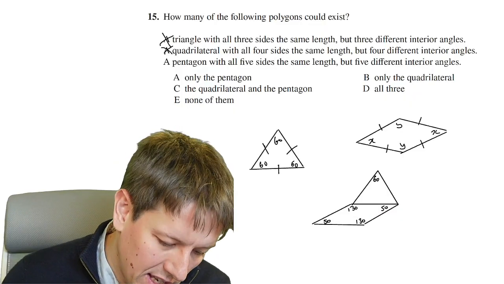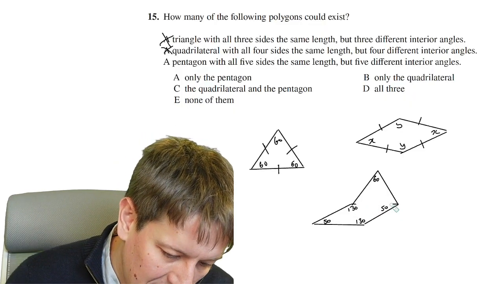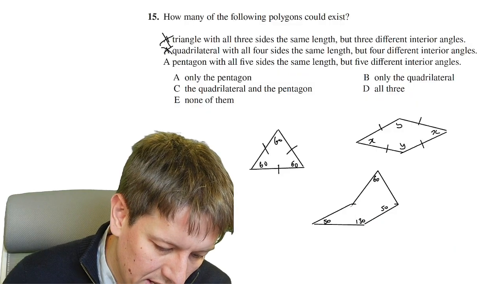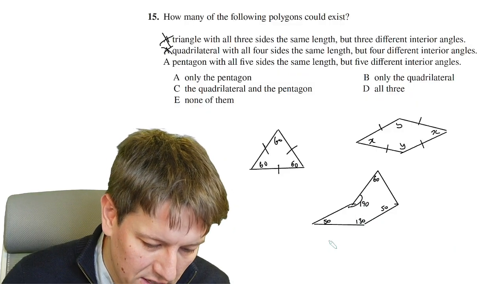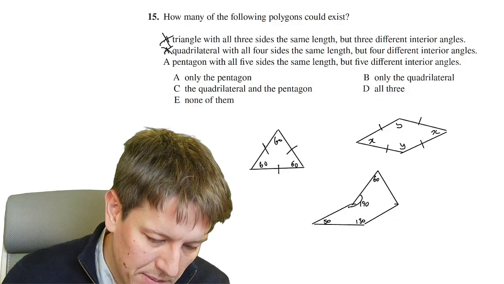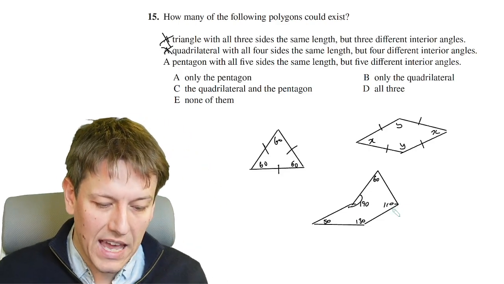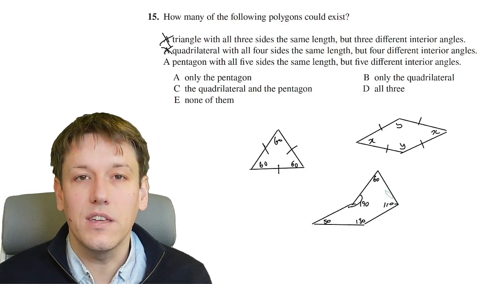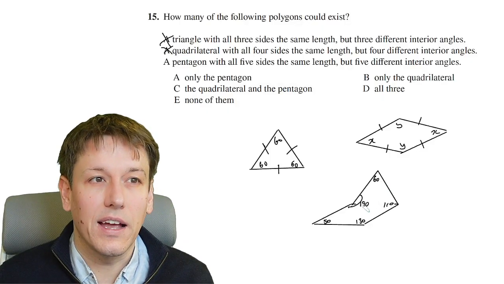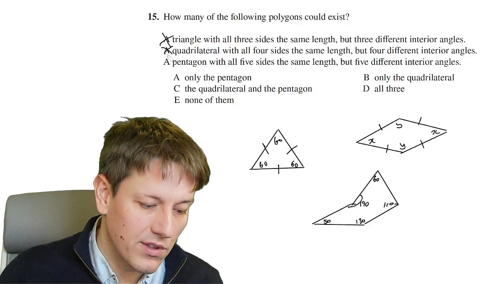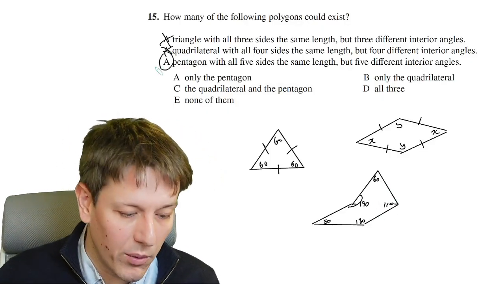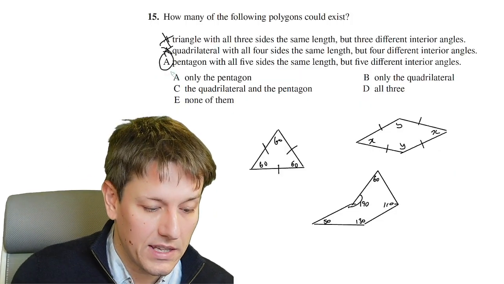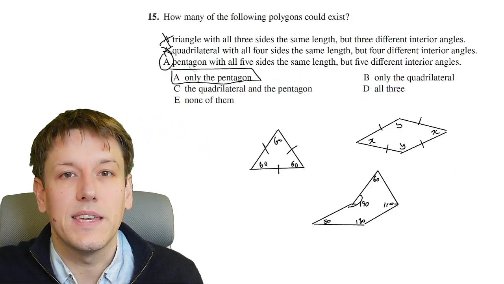So actually, when I remove this line here and combine these angles, I've got 130 plus 60 here, which is 190, and then I've got 50 plus 60 here, which will be 110, and now I have a pentagon where all the side lengths are equal, but the angles are all different. So it is possible to do that one, and so the only one that's possible is the pentagon, and so the answer here is A.